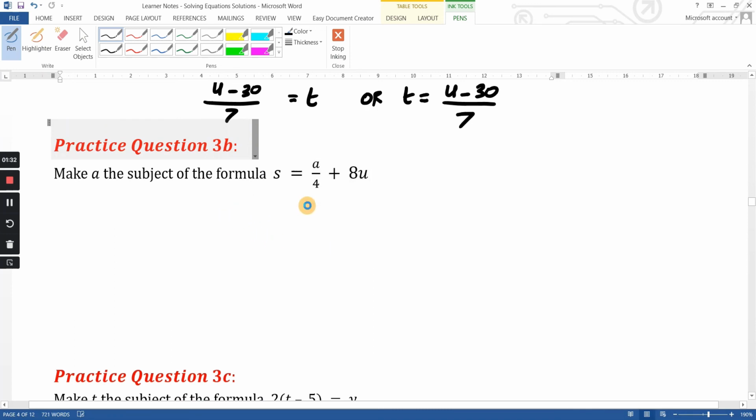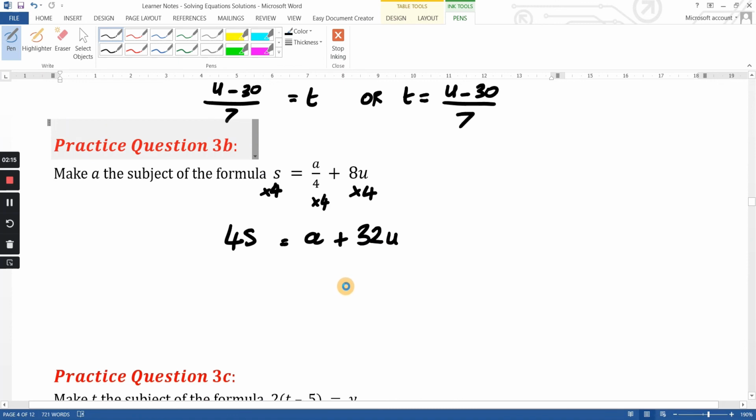Make a the subject of the formula s equals a over 4 plus 8u. Right, so we need a the subject. So I'm going to have to get rid of this fraction, definitely. So I'm going to have to multiply that by 4. But if I multiply that by 4, I'm going to have to multiply this by 4 and this by 4 as well. So basically everything gets multiplied by 4. So you get 4s on that side equal to a plus 4 times 8 is 32, and I've still got a u there.